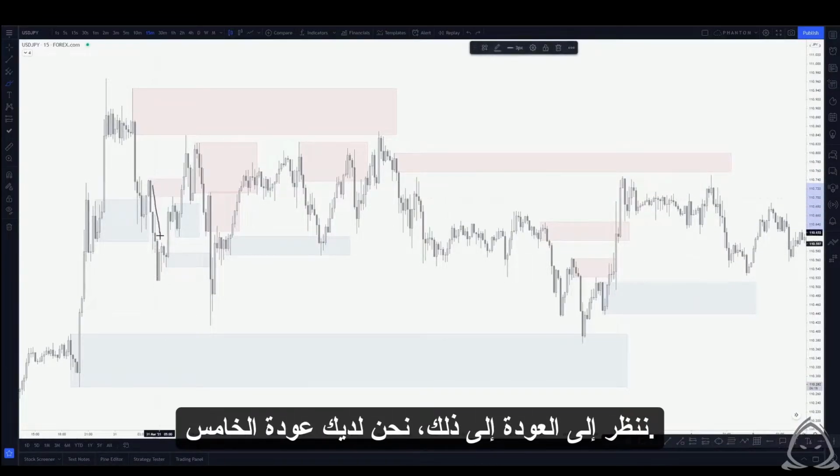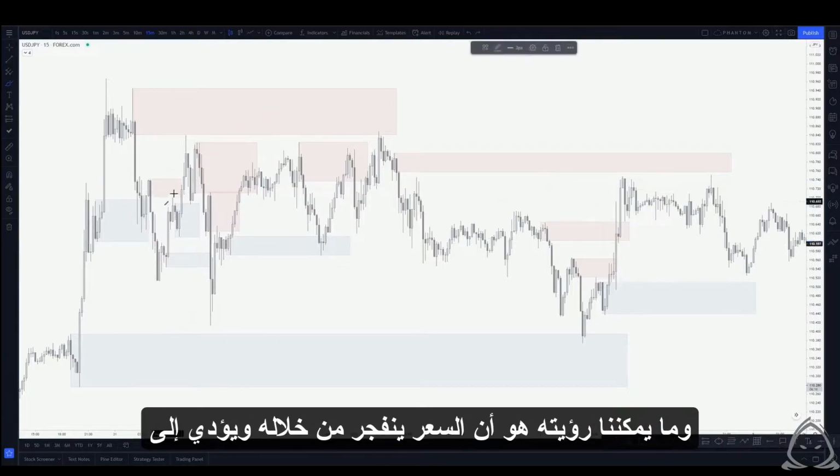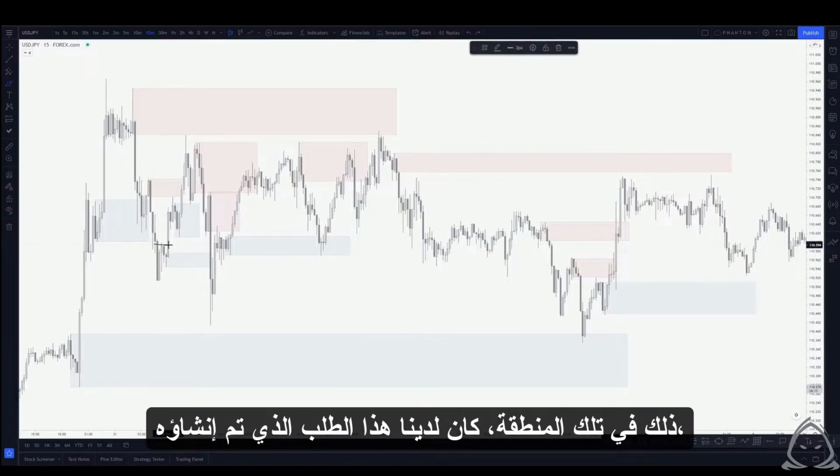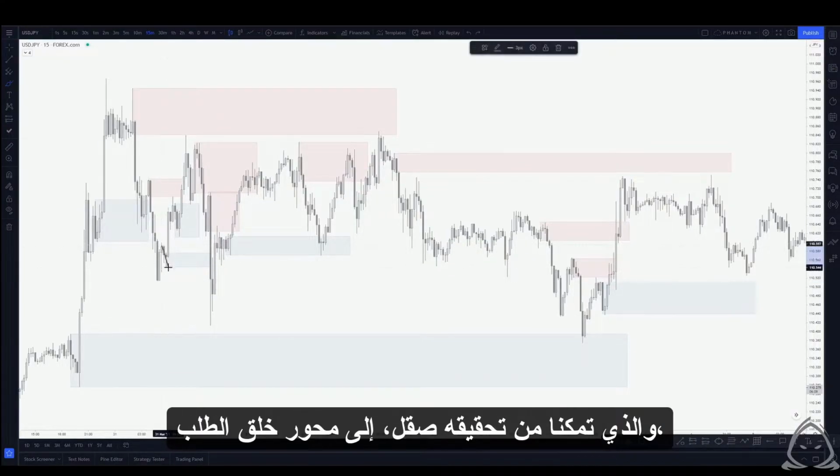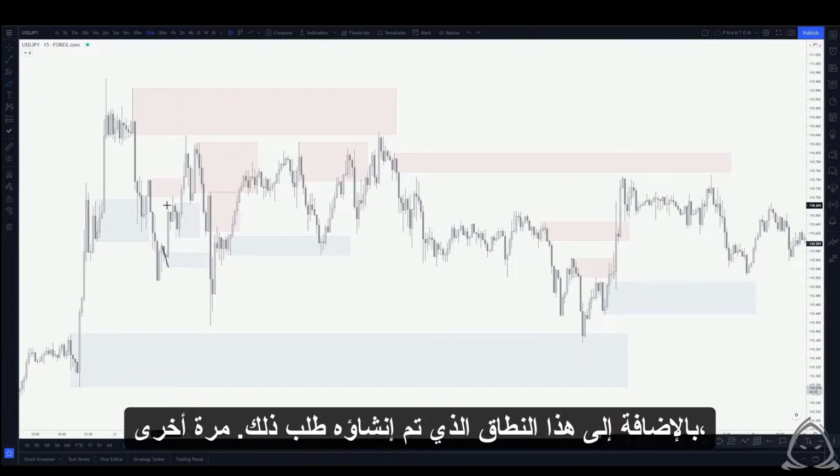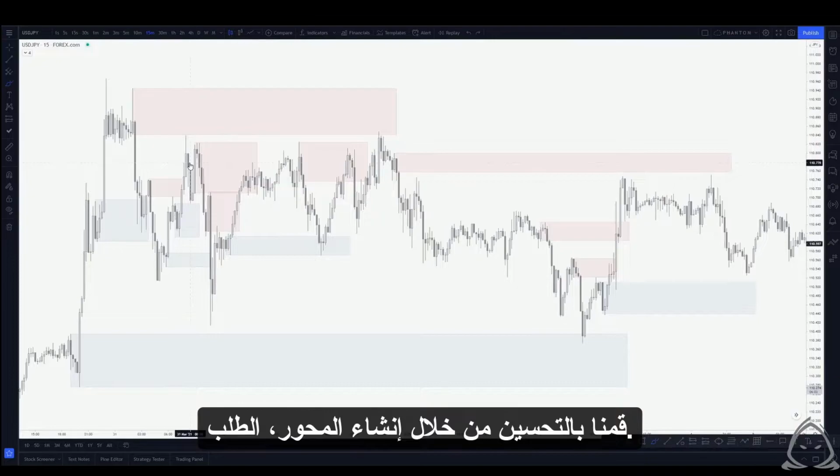When we look at the return to that, we have a V return, and what we can see is price just blows right through it. Leading into that zone, we had this range created demand, which we've been able to refine to a pivot created demand, as well as this range created demand that, again, we've refined to pivot created demand.